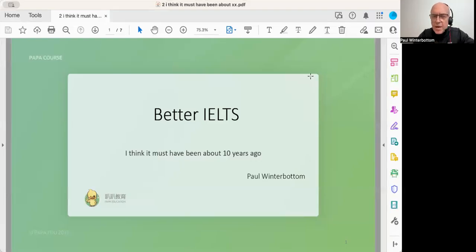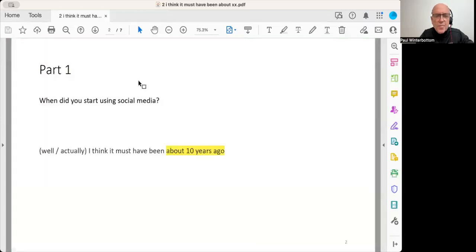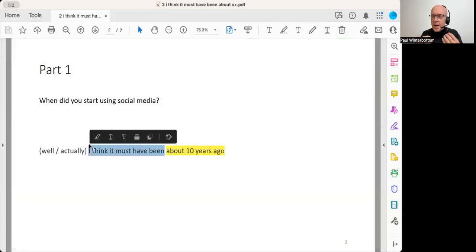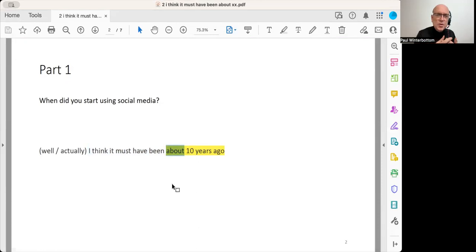We're going to look at a very good pattern to use when we're talking about when something happened in the past. I think it must have been about 10 years ago. So I think it must have been is the past modal structure, very good language structure. And then however long it is, about, so we're thinking, we're not sure, so we want to make it clear that we're thinking about 10 years ago.